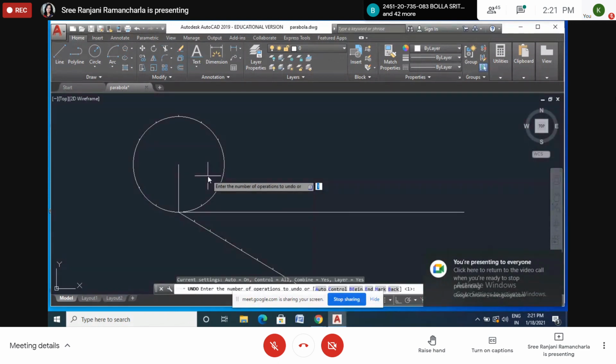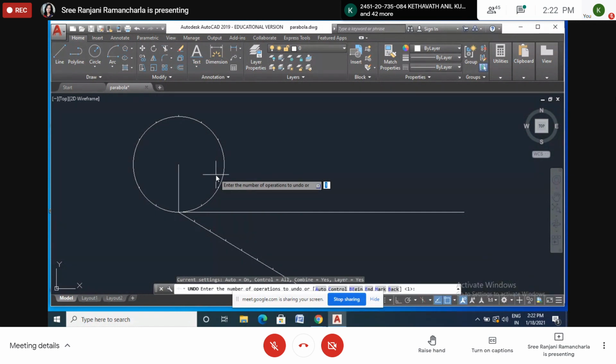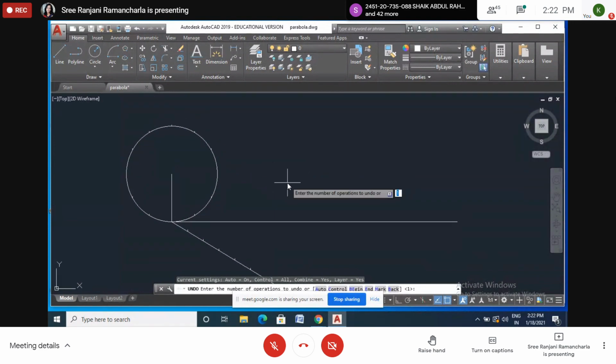This is involute of a circle. Please write down here, involute of a circle. Take radius as 2.5 centimeter. Please note it down.